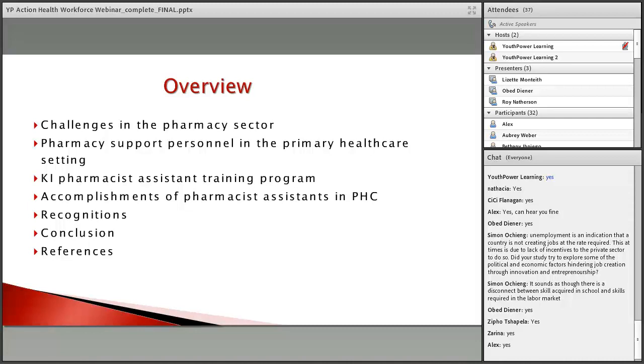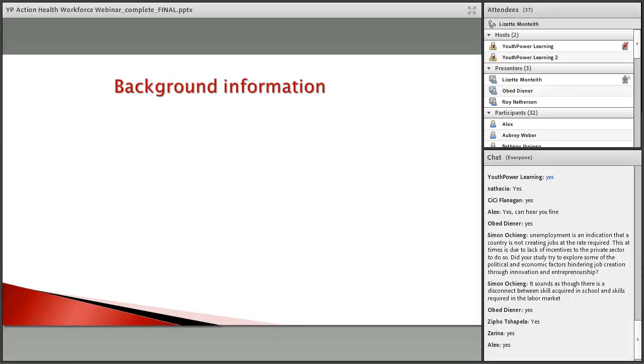Yeah, okay. Great, so just as an overview, what I would like to focus on today, and how I'm part of an NGO and we implement programs, and the pharmacist assistant learnership was one of the programs that we did. So in this presentation, I've got information about the pharmacist assistant learnership, but I've also added a little bit about what pharmacist assistants can actually do once they are qualified and employed in the primary healthcare sector, and the benefits of this as well. So we're going to look at some of the challenges in the pharmacy sector, pharmacy support personnel, the Keflin-Pila Pharmacist Assistant Training Program, like I said, accomplishments of the pharmacist assistants in primary healthcare, and then the recognition, conclusion, and I've got some references in here.